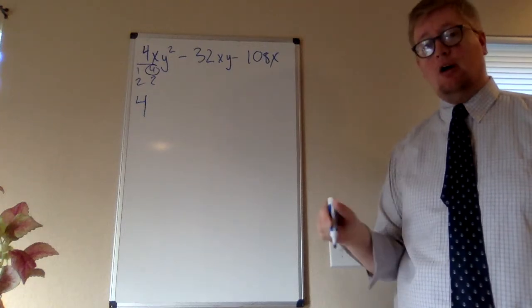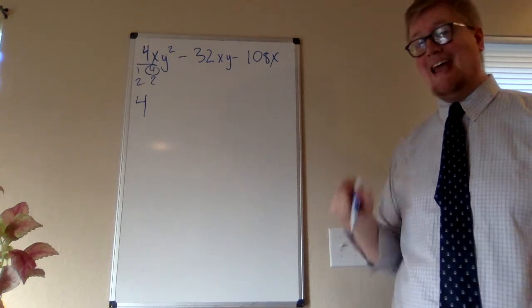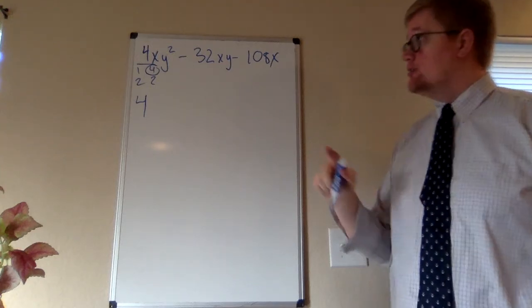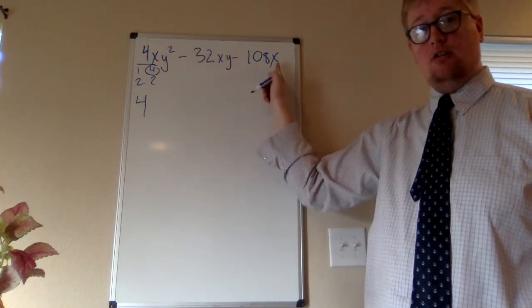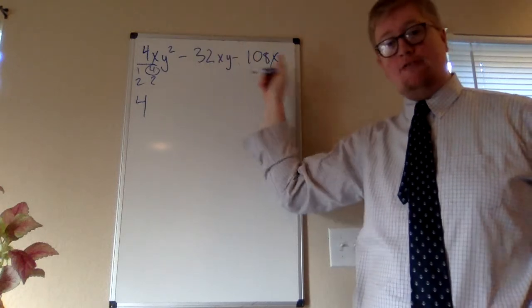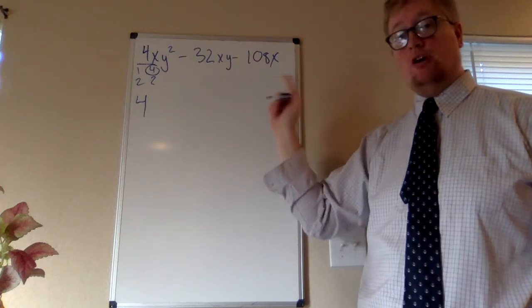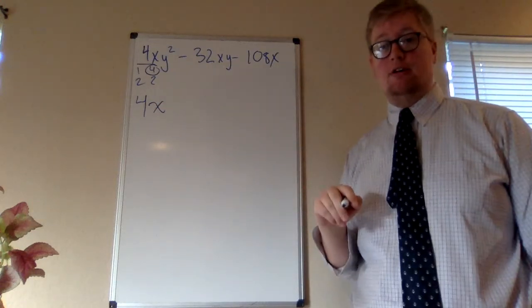Then, second part is variables. Remember, a variable can only be part of my greatest common factor if it's in every term. So, if we look at our x's, I have a single x here, a single x here, and a single x here. x is in every one of my terms. So I know x is going to be part of my greatest common factor.